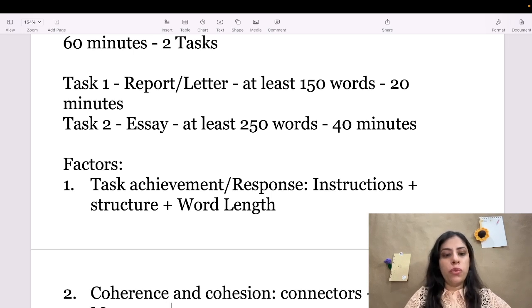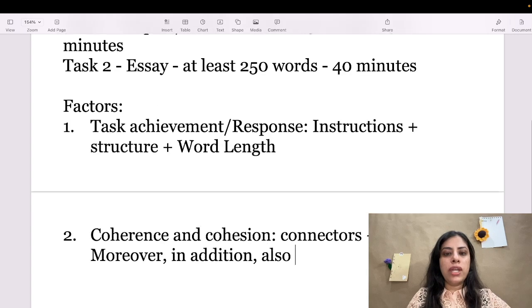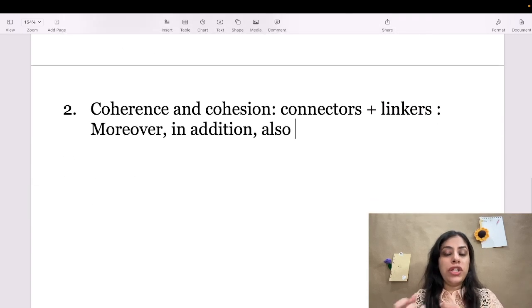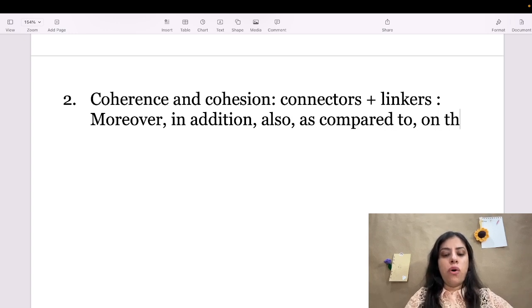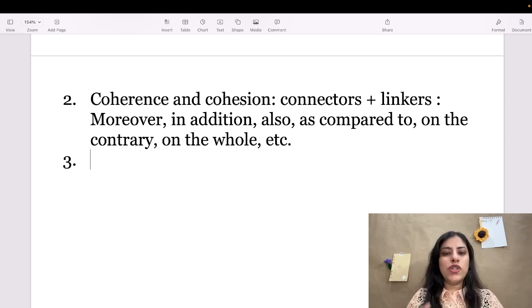You can use moreover, you can use in addition, you can use also. So this is how you can include different connectors and jot down your points or connect your points in a great manner. For task 1, if you're comparing something, you can use as compared to, you can use on the contrary, on the whole if you're giving the overview, etc. So make sure that your sentences are well connected.